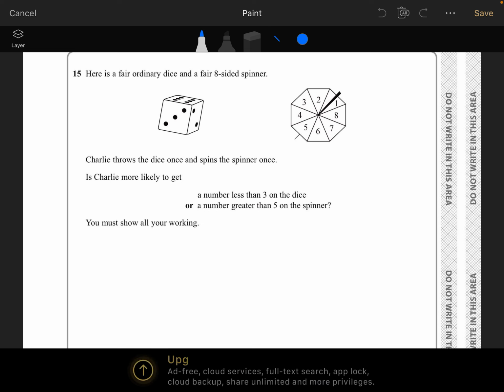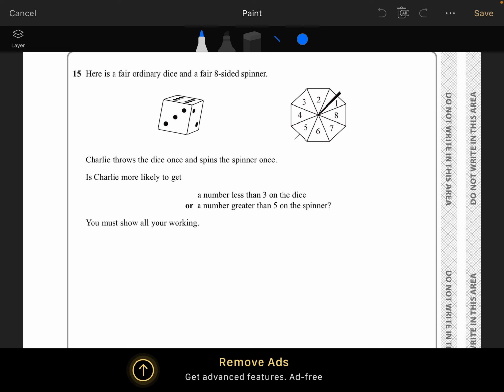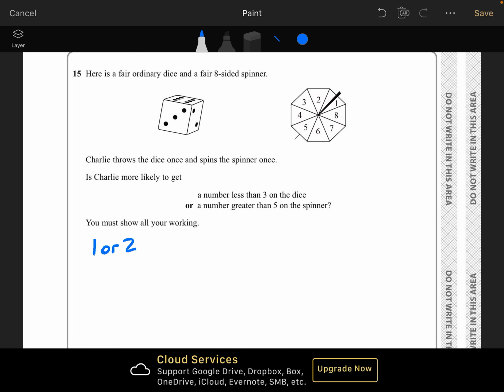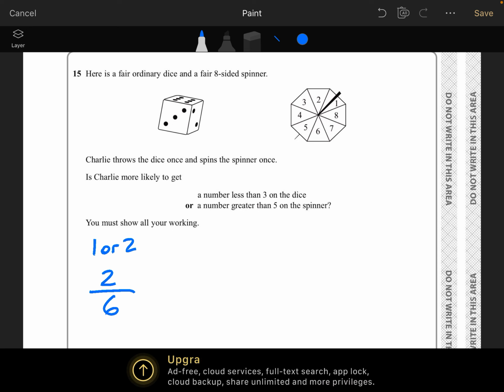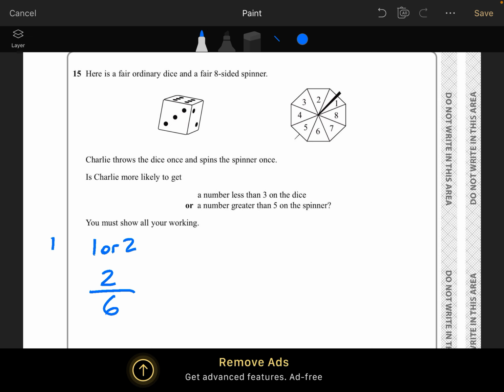So what's the chance of getting a number less than 3 on the dice? Less than 3 means 1 or 2. Okay, so there's 2 ways of doing that. We can get a 1 or a 2 out of 6 possible solutions on a dice. It's got 6 faces. So the chances of getting a number less than 3 on the dice is 2 out of 6. So let's just put dice there so that we're really clear.